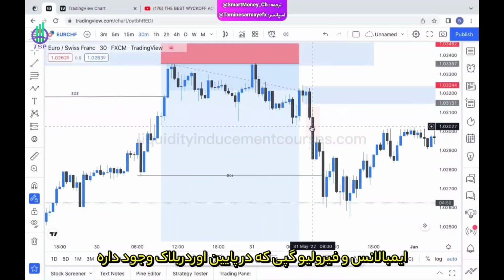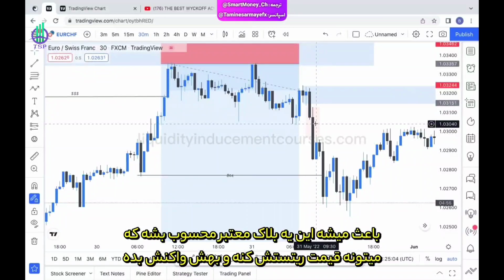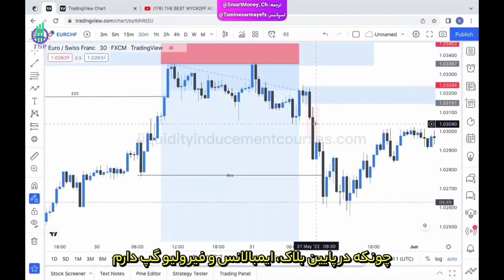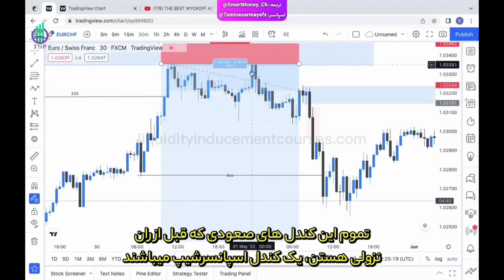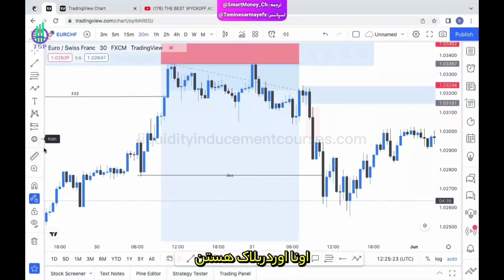Okay, imbalance or a fair value gap before the order block, which makes it a valid block that could be retested or reacted from, because I had an imbalance or a fair value gap before the block, and the block is a block that had just mitigated a previous block that had funds, that was a sponsorship candle. Okay, the whole of this bullish candle here before the bearish run is a sponsorship candle. Okay, that's the order block.